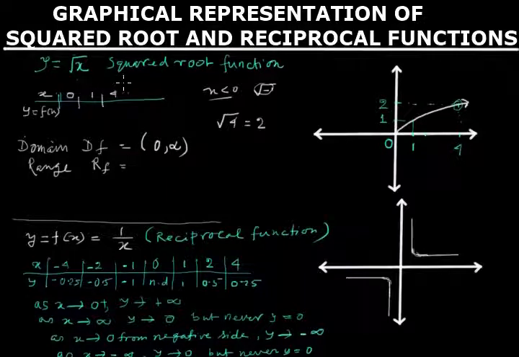So we'll take all positive values for x and we'll get all values of y also positive. So when x is 0, y is 0. This is the point. And when x is 1, the square root of 1 is equal to 1. Square root of 4 is 2. So if you plot the points (0, 0), (1, 1), then (4, 2), and if you join, we are getting a curve like this.